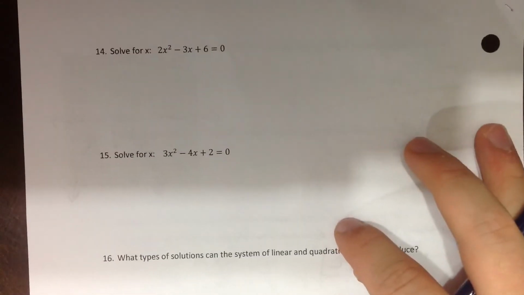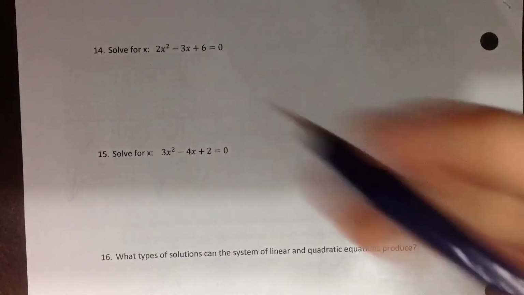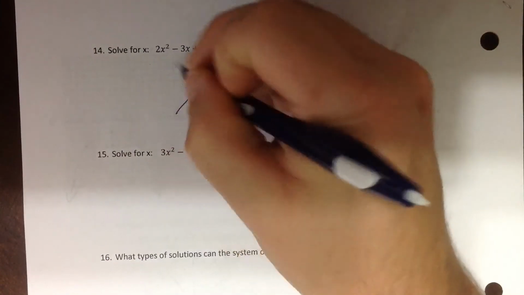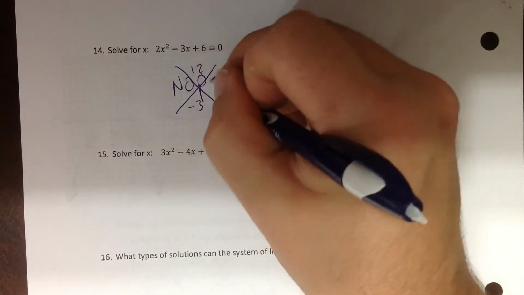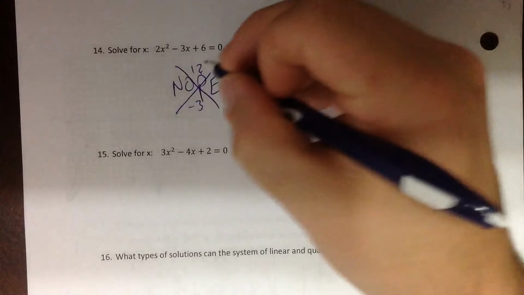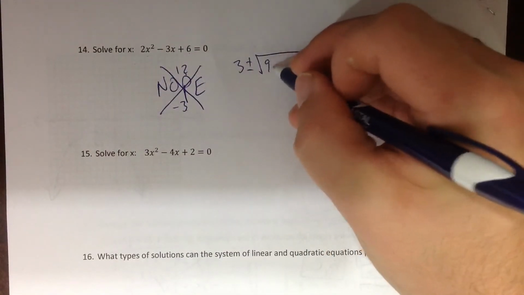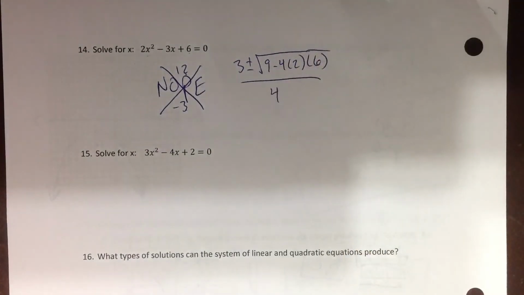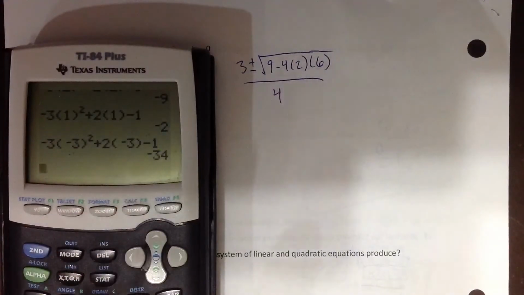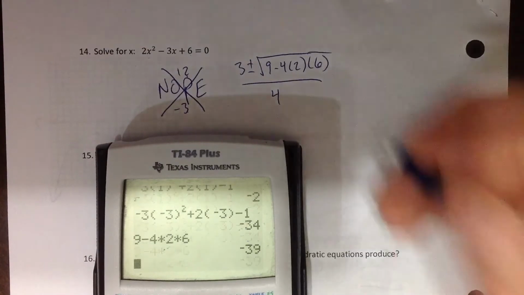Alright, last page. Number 14, we're going to solve, and once again, there's nothing I can GCF, so next step would be to see if I can factor it. 2 times 6 is 12, negative 3 on the bottom multiplies to the 12, adds to negative 3. Can't think of anything. Alright, so I'm going to have to go to old reliable and do the quadratic formula. So 3 plus or minus the square root of 3 squared, which is 9, minus 4 times 2 times 6, all over 2 times 2, which is 4. I'll start off with that discriminant, the part underneath the square root: 9 minus 4 times 2 times 6.